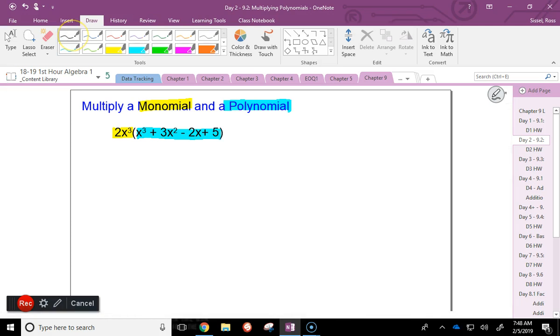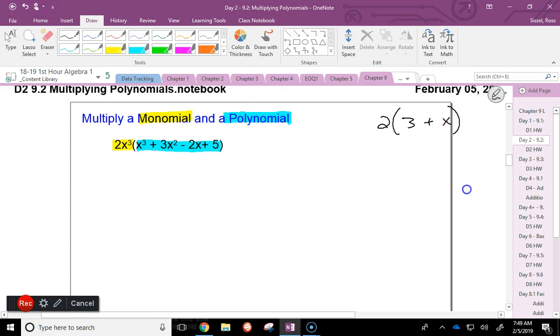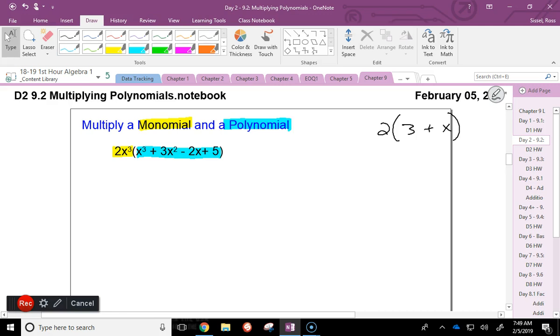The way we are going to solve this is, let's say I had this. If I had 2 times 3 plus x, we'd be able to find our answer. What would this answer be? 6 plus 2x. 6 plus 2x. We just distributed the 2, right? We did 2 times the 3, 2 times the x. The reason I show you that is, that's exactly what we are going to do here.